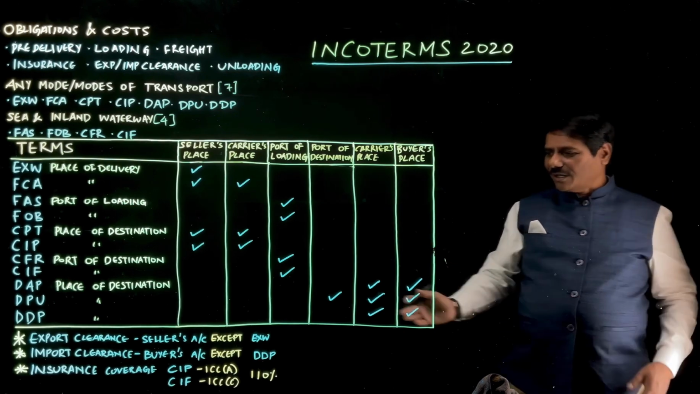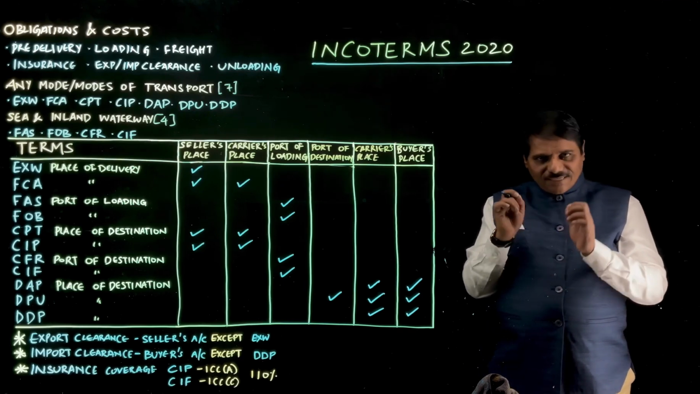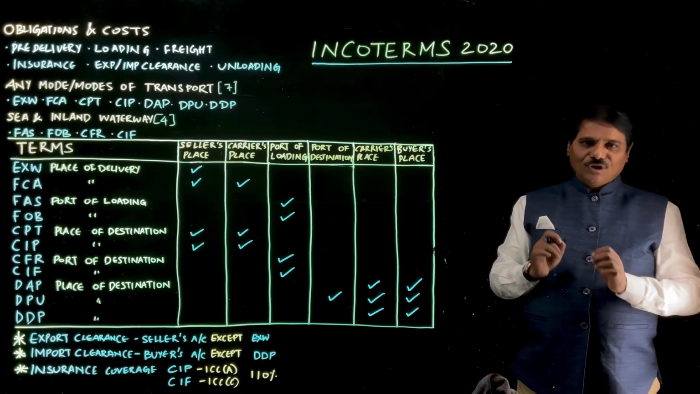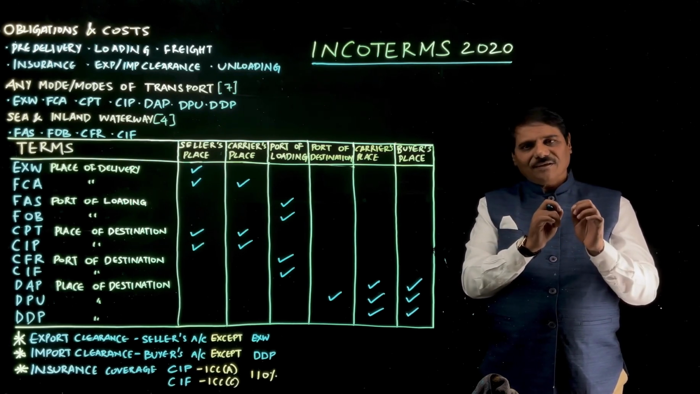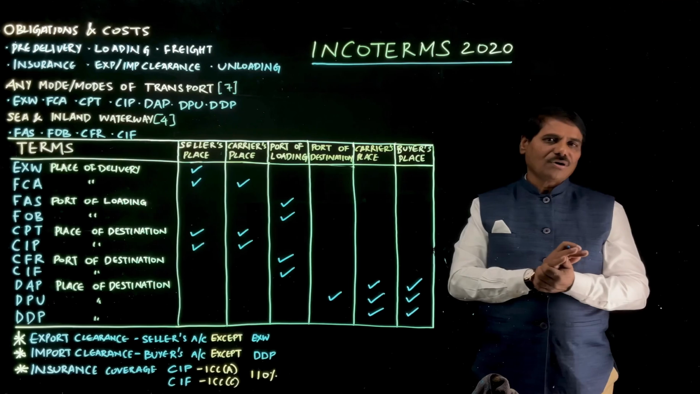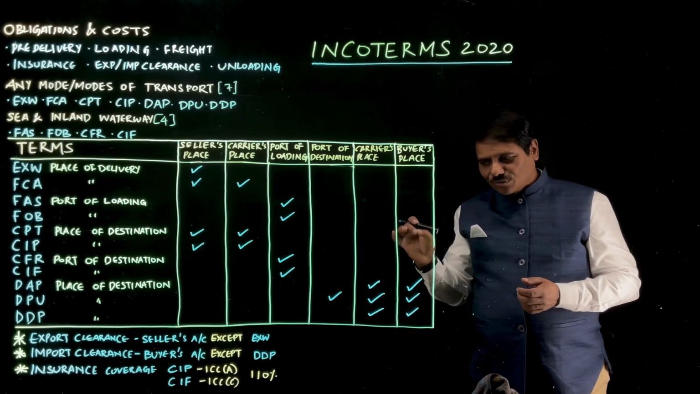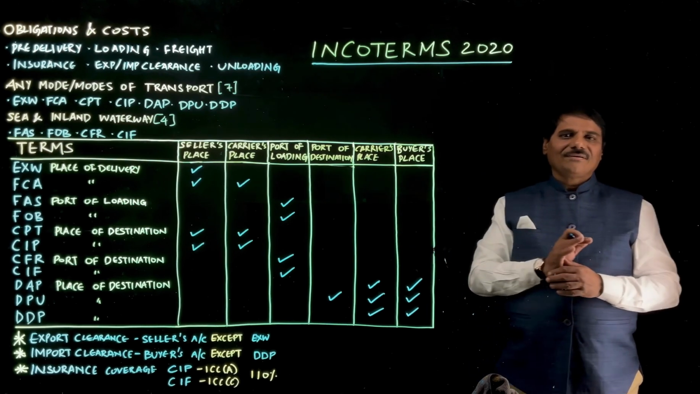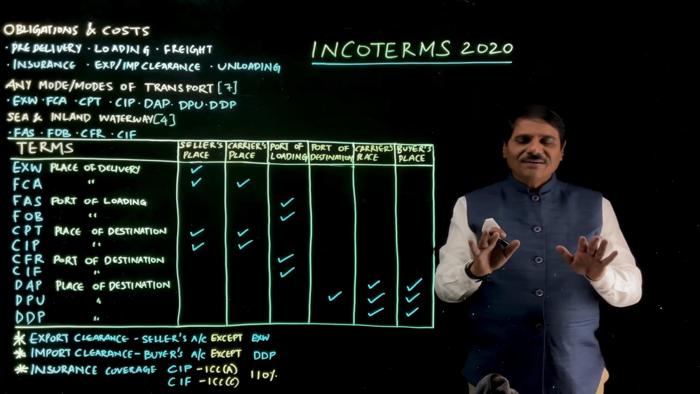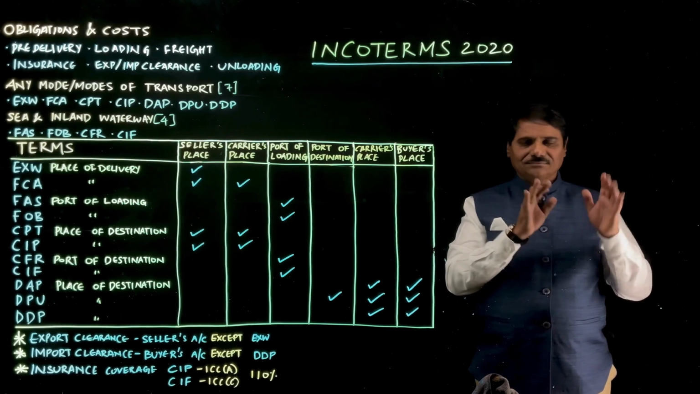And again, we have already discussed insurance coverage. CIP, you have to cover the Institute Cargo Clauses A. CIF, Institute Cargo Clauses C is enough, in case your sales contract is silent about what risks are to be covered.